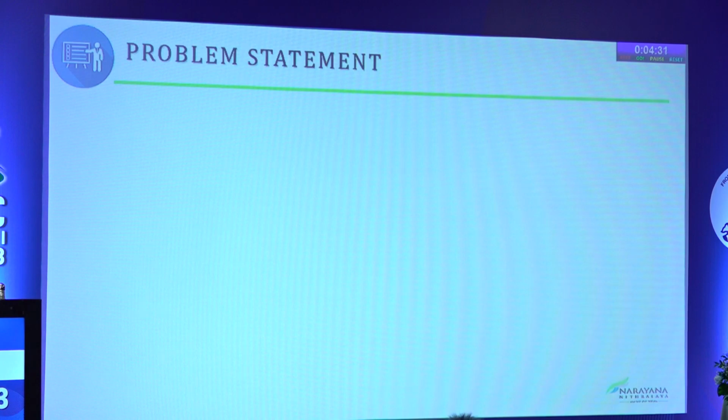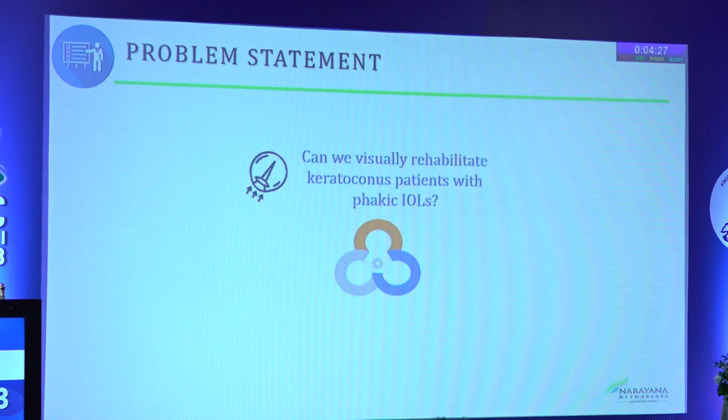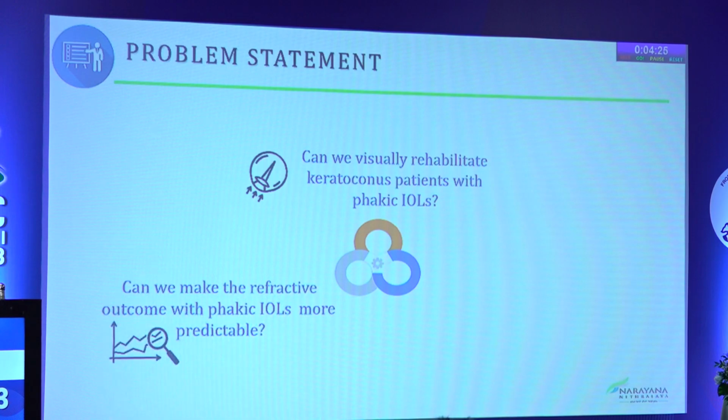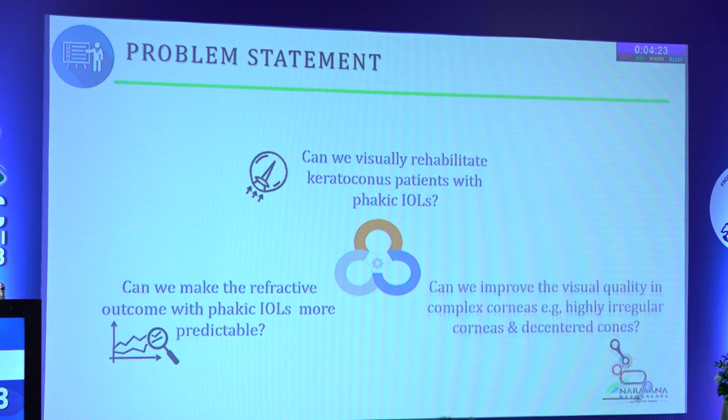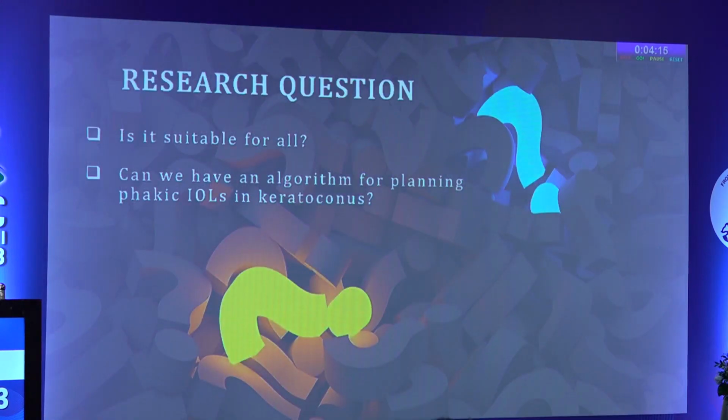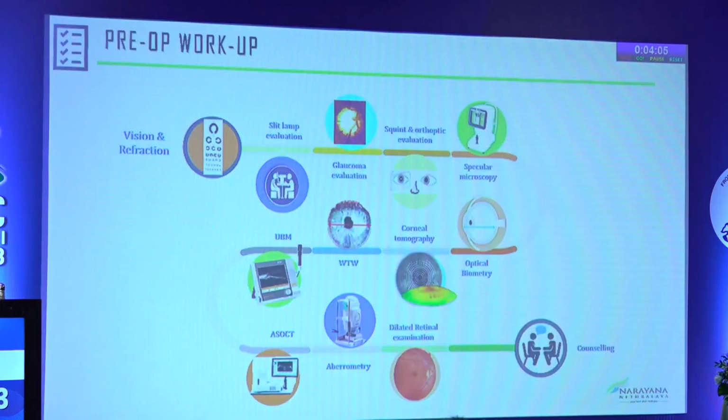So, despite these established facts and figures, we were left to question ourselves if we can make the refractive outcome with phakic IOLs more predictable, or if we can improve the visual quality in complex corneas, for example, having highly irregular corneas or decentered cones. So then we had to find answers to our research question. Was such kind of IOL suitable for all kinds of KC eyes, or can we have an algorithm for planning phakic IOLs in keratoconus?